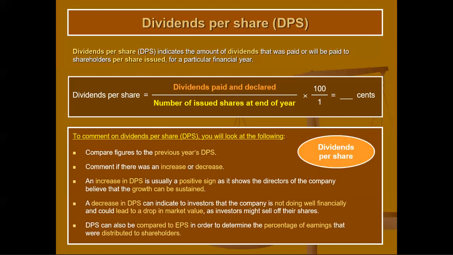Earnings per share can also be compared to dividends per share in order to determine the percentage of earnings that were distributed to shareholders. Basically, this simply means that your earnings per share must be greater than dividends per share. Imagine dividends per share is 5 rand and earnings per share is 4 rand. It means that you cannot generate enough money to pay for dividends, so either 1 rand must come from retained income, which are profits that were not used in the previous years.